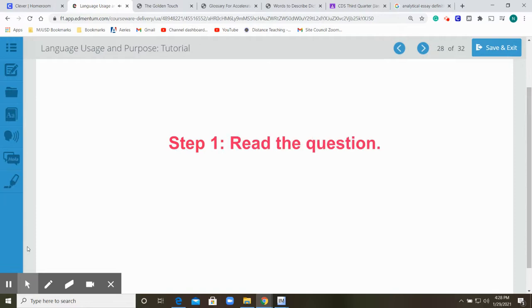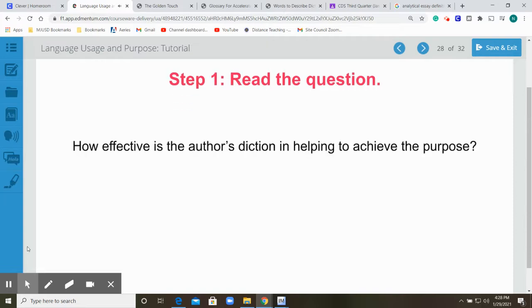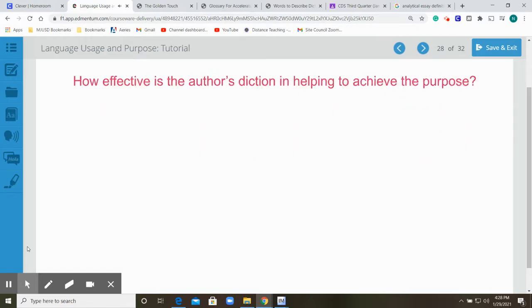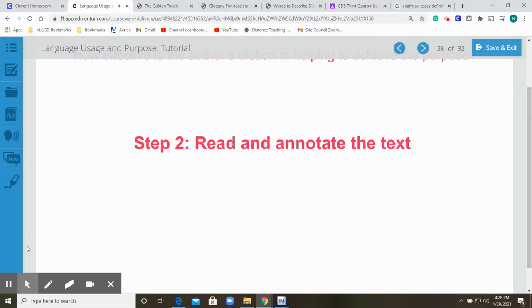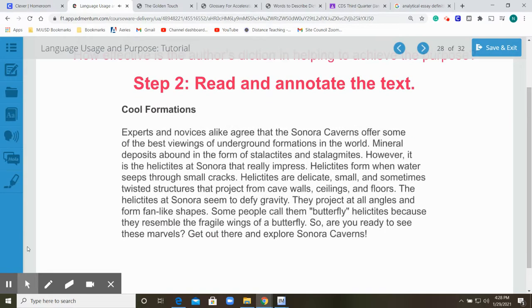Read carefully so you know exactly what you're being asked to do. Let's look at this question. We can see that it focuses on diction and purpose. Next, read and annotate the text. Focus on the language and devices that apply to the question. For this question, look for examples of diction that support the author's purpose.